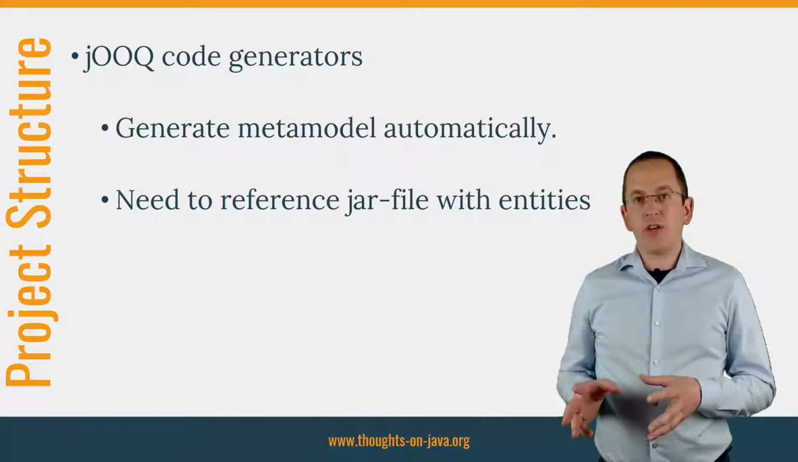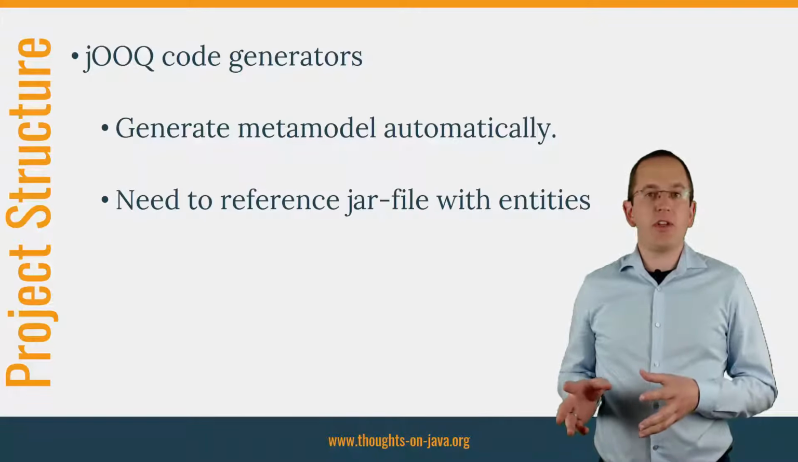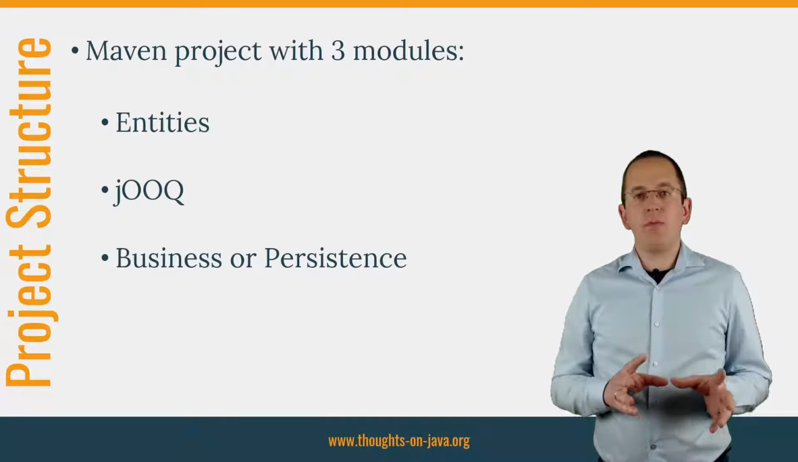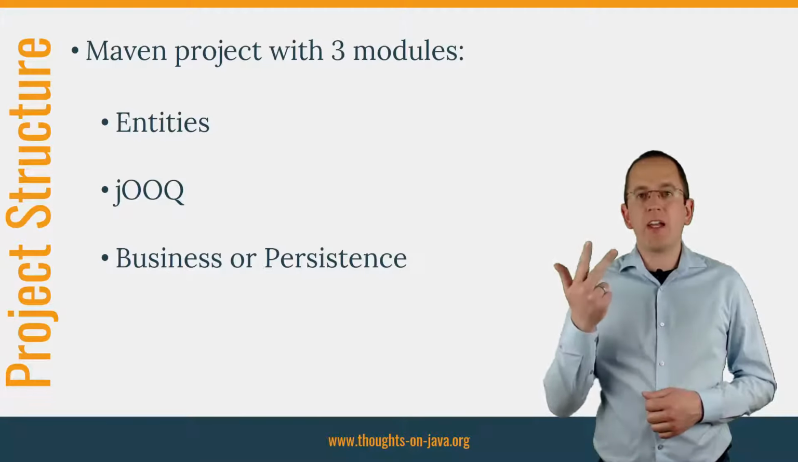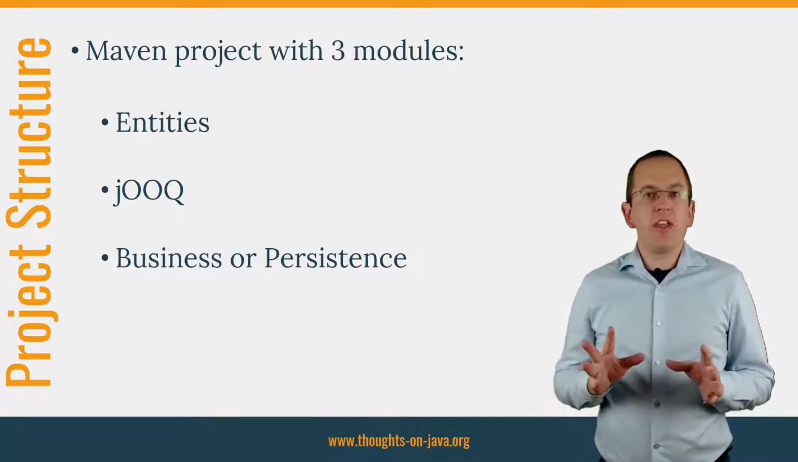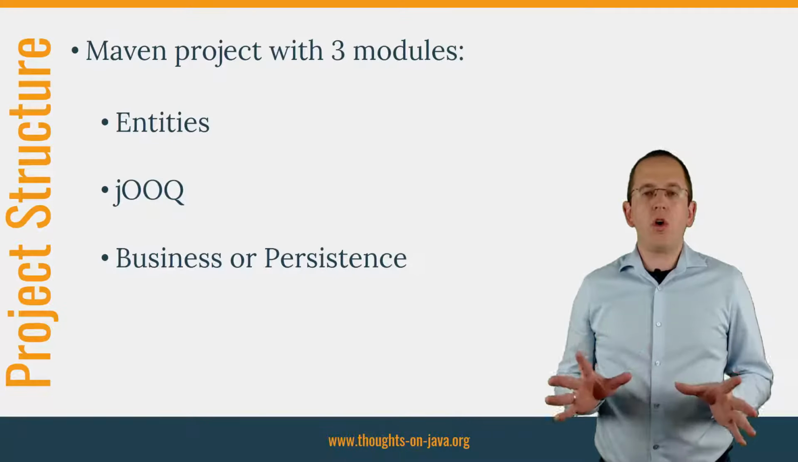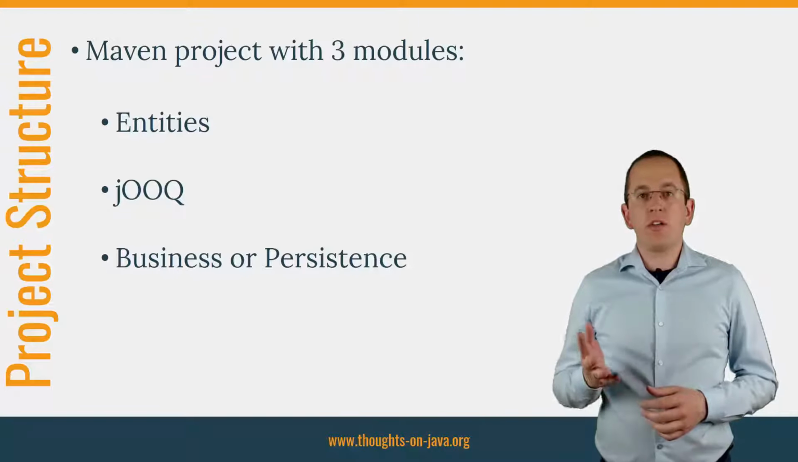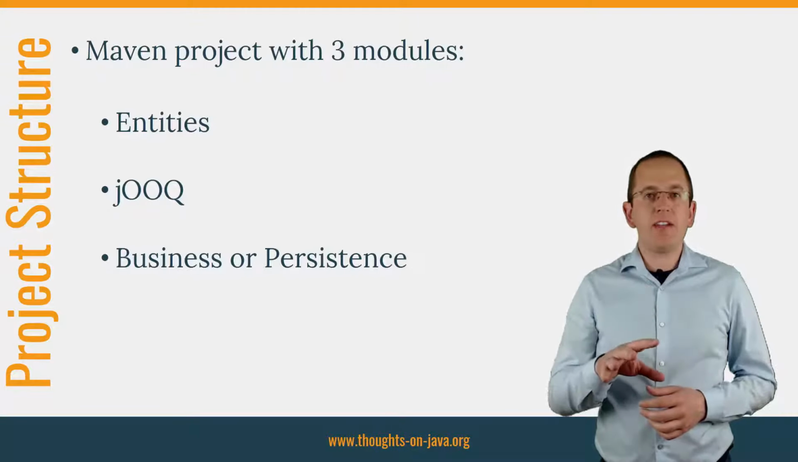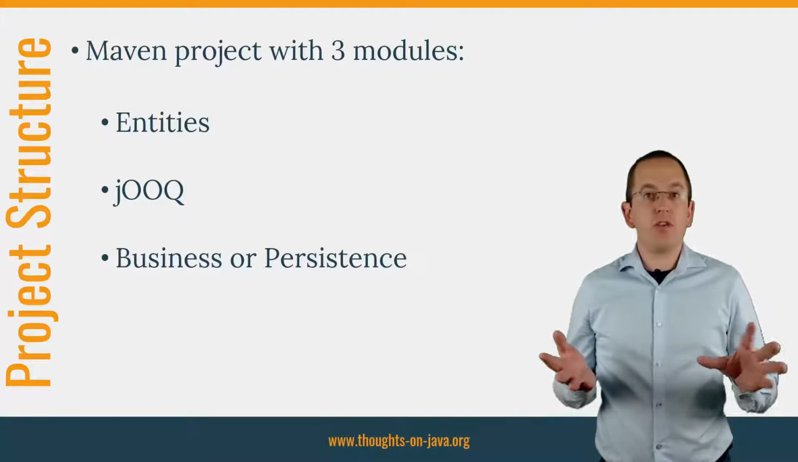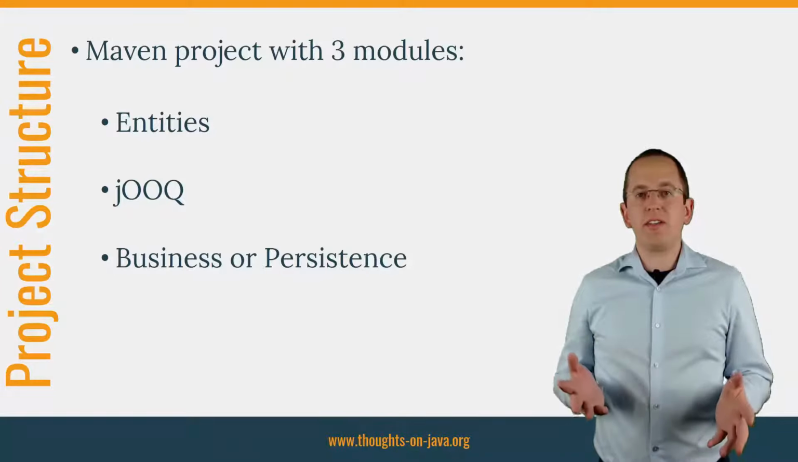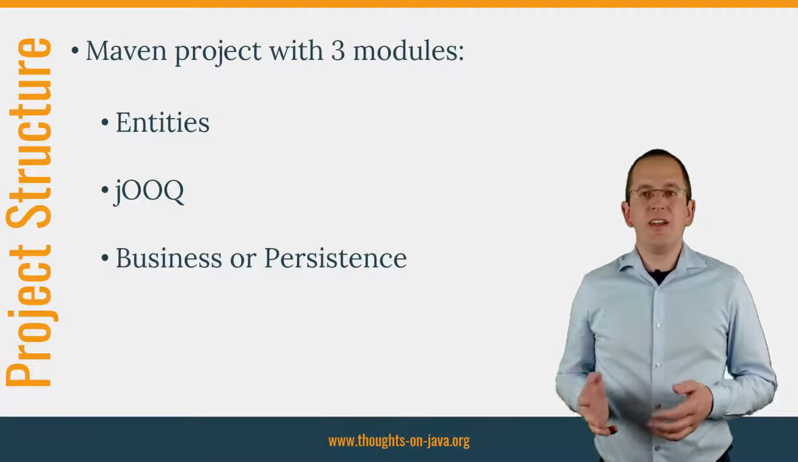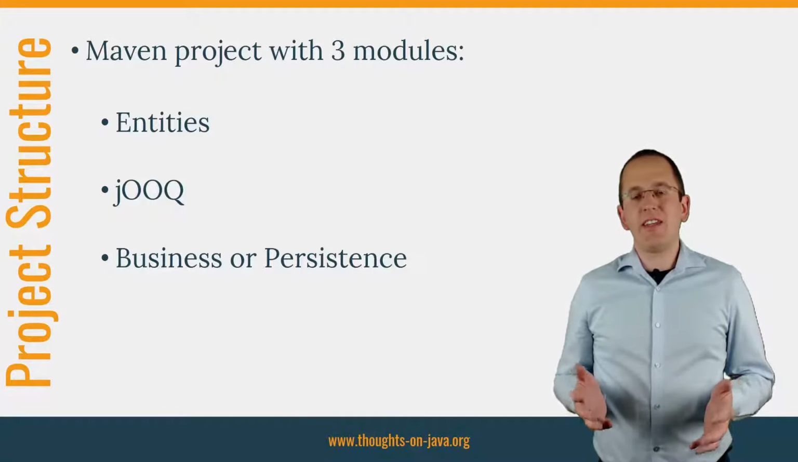To make this work, your project needs to follow a certain structure. You need to reference a jar file with your entities as a dependency of the code generator. That's why I prefer a Maven project with the following three modules: entities, jOOQ, and business or persistence. The entities module is independent of all other modules. The code generator used in the jOOQ model depends on the entities defined in the entities module. And the business module depends on the two other modules. It uses entities and jOOQ's DSL to implement and execute your persistence code. Okay, let's check them out in the IDE.